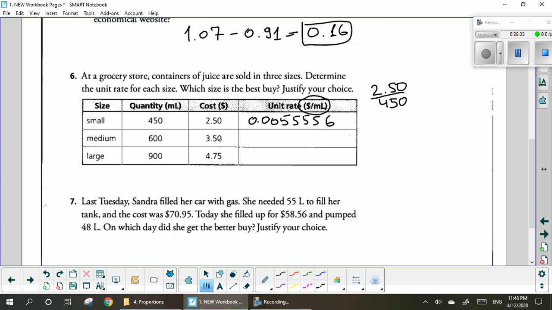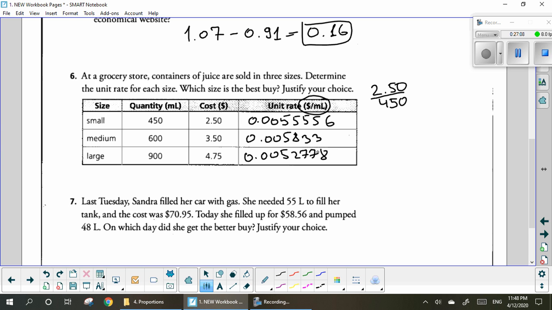And then I'm going to do the same thing. 350 divided by 600. There we go. That is 0.005833 and so on and so on. And the last one, 475 divided by 900 is 0.0052778, let's say. All right, so which one is the best buy?